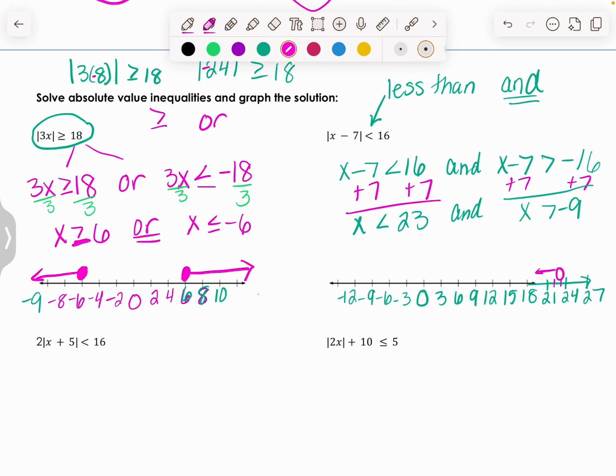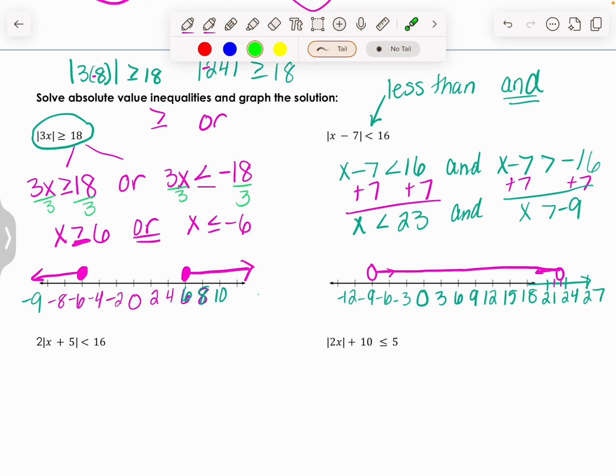And then I have greater than -9, which means it does not include -9. So I'm going to have an open circle there. And greater than -9 is going to be to the right. So these are going to connect. So we are going to draw the solution line in between those two values.